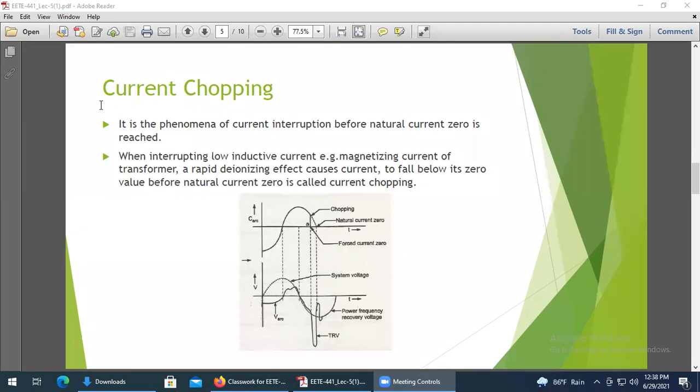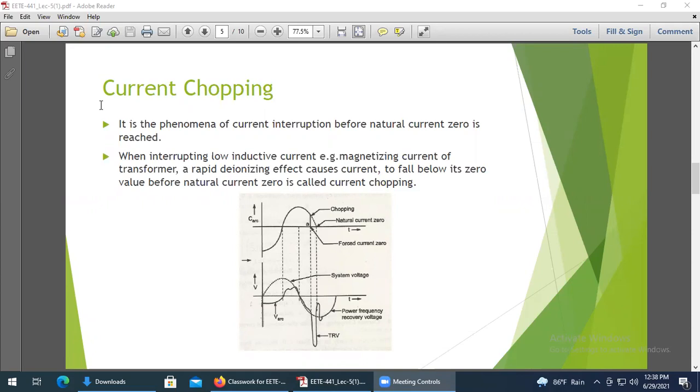Today we will start a new topic, which is called current chopping. This current chopping phenomenon occurs more frequently when you want to trip an unloaded transformer, or when you want to switch a large capacitor bank. Then often you have to encounter this current chopping phenomenon.